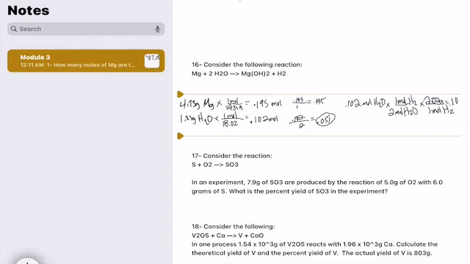So hopefully you're doing that calculation. 0.102 moles of H2O divided by 2 moles of H2O multiplied by 2.02 grams per mole of H2. And you should get roughly 0.103 grams of H2 being produced.